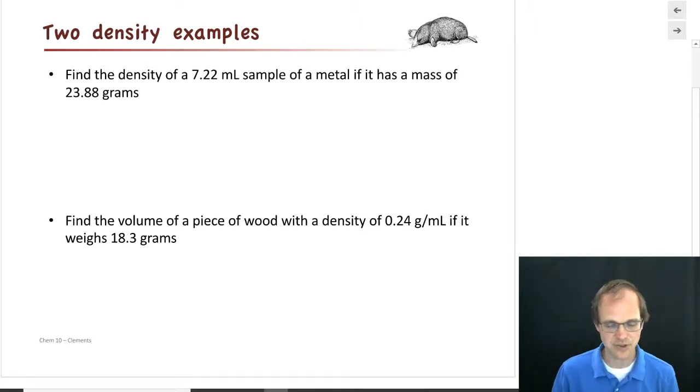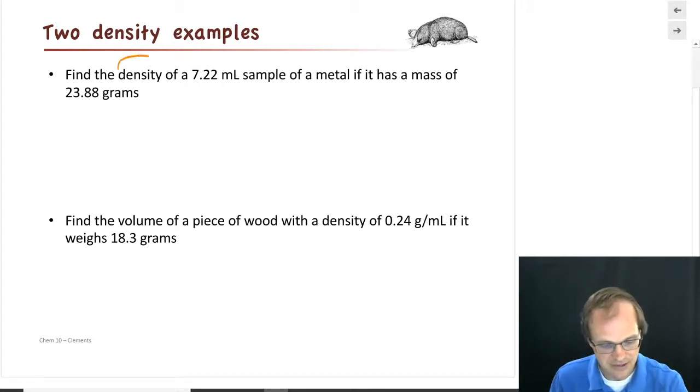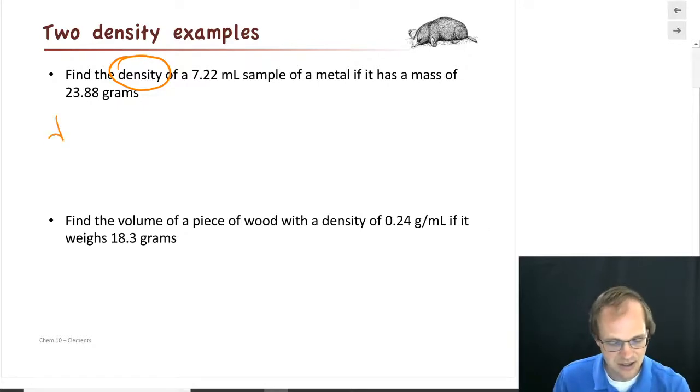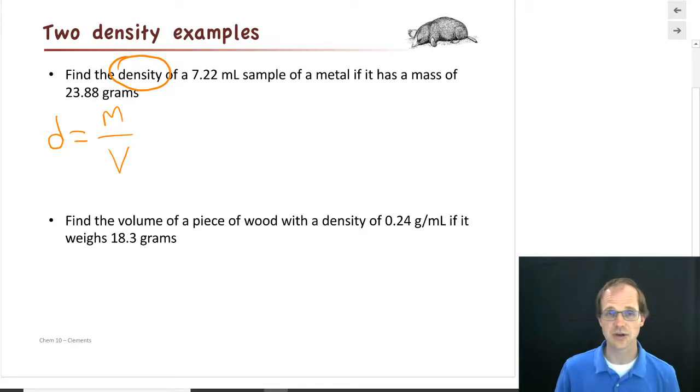Find the density of a 7.22 milliliter sample of metal if it has a mass of 23.88 grams. What are we going to do? Well, if we're saying we're going to find the density, one of the first things you do in this class, when you run across something that has an equation associated with it, it's never a bad idea to write down that equation. So anytime we see density, it's a great idea to just write down that density is m over v, our shorthand for mass over volume. And so if we want to know density, we need to know mass and we need to know volume somehow.